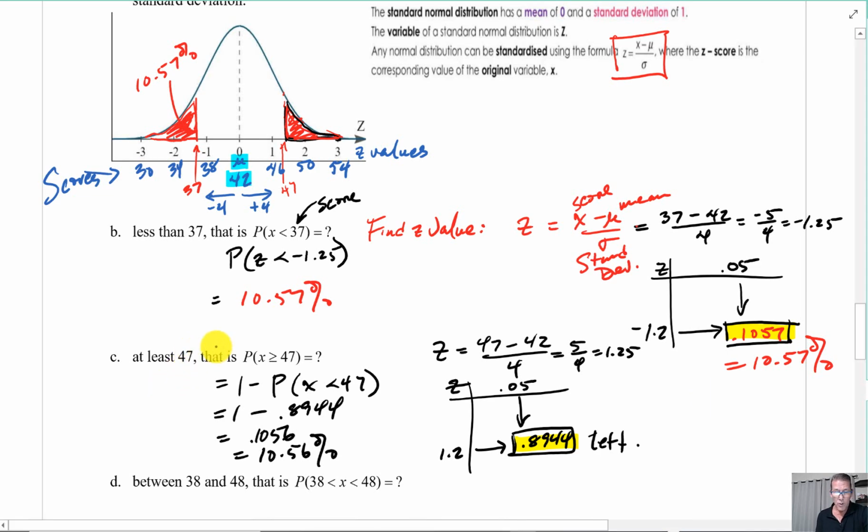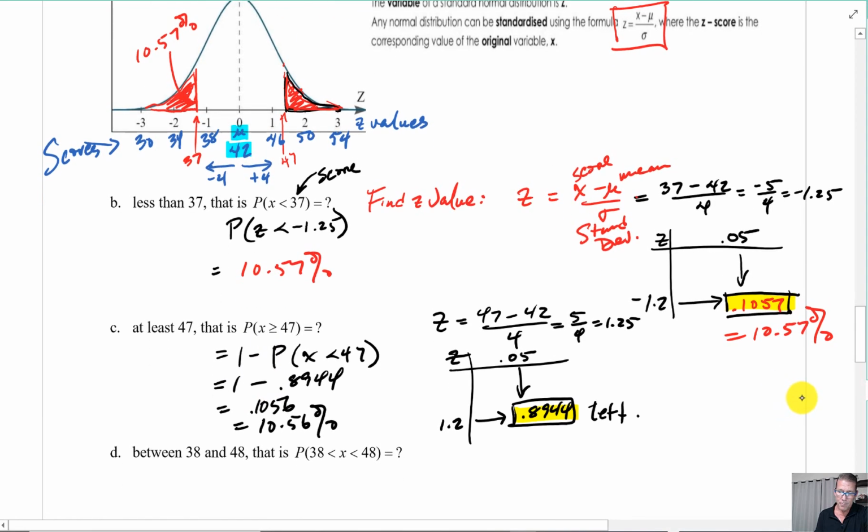So when you approach the less than case, it's different than the at least case because this is to the right and the previous one was to the left. So we had to subtract it from 1 or 100% to get the area on the right. Remember, the area underneath the curve is 100%, so keep that in mind.